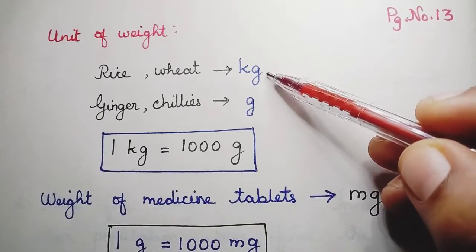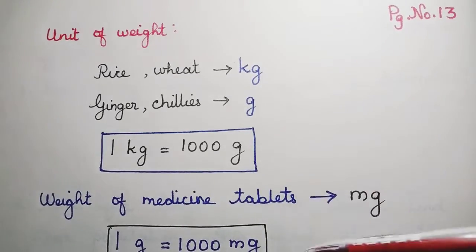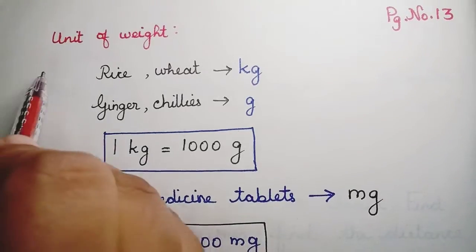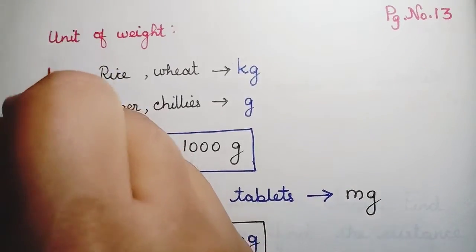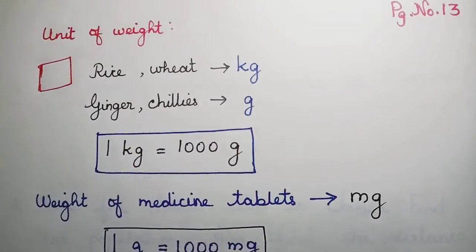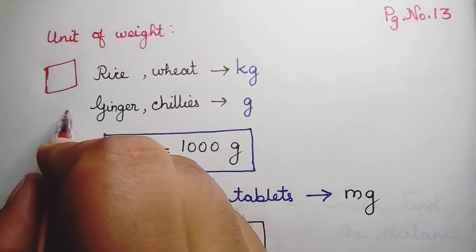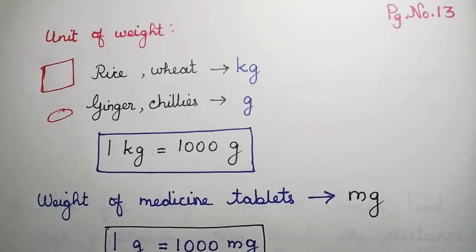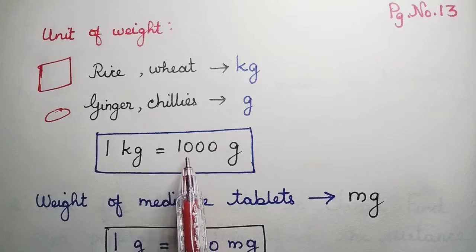So general unit of weight is in terms of grams. Okay, so this is a somewhat bulk quantity. Rice and wheat you will get in big bags, right? So ginger and chilies you will get in small quantities, and that will be in grams. Fine. In the same way, 1 kilogram is equal to 1000 grams.